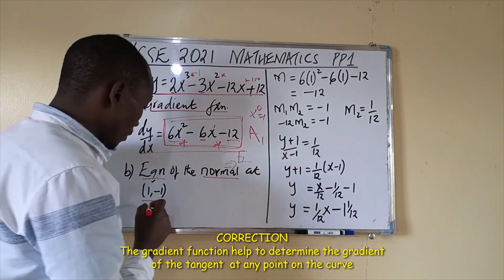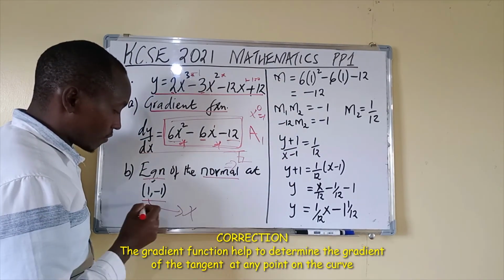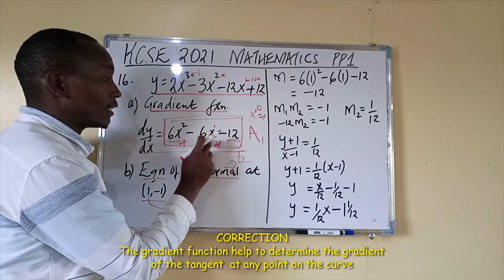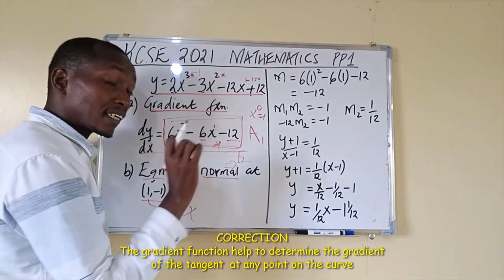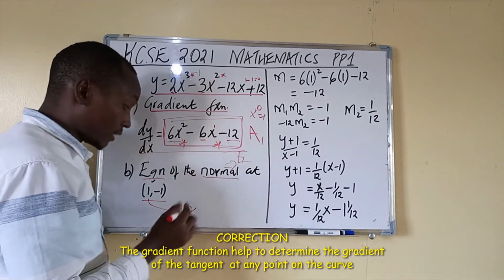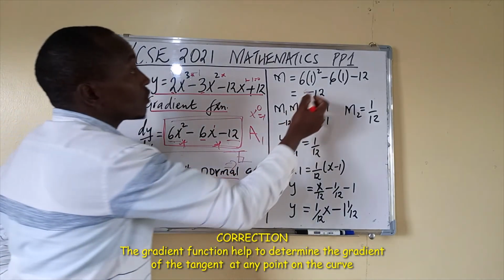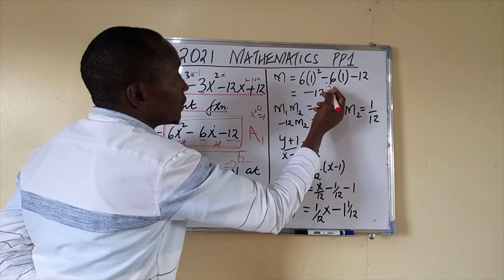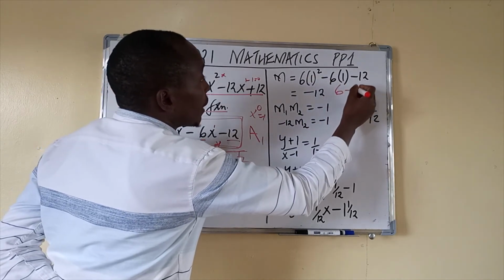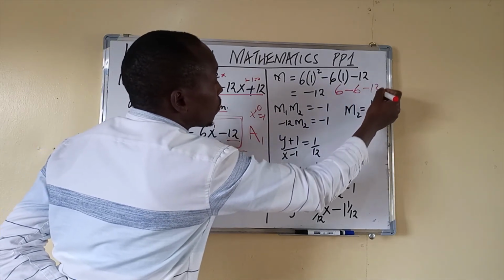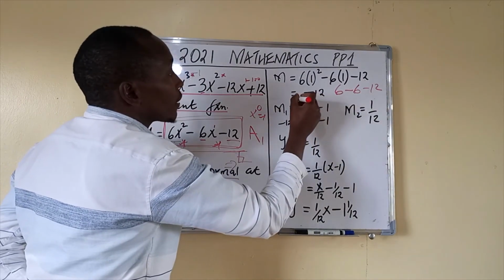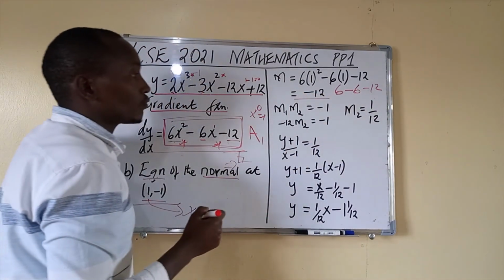And that's what I'm doing with my value of x here. Remember, this is the value of x. I substitute it in the gradient function for me to determine the gradient of the curve at this point. So by doing that, my x here is 1. If I substitute, I will end up with 6 minus 6 minus 12. If that is the case, the gradient is negative 12.